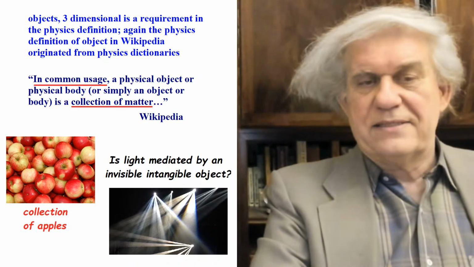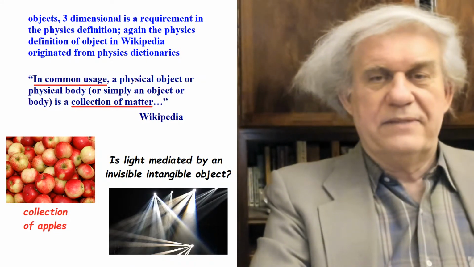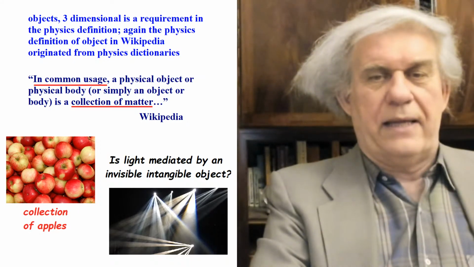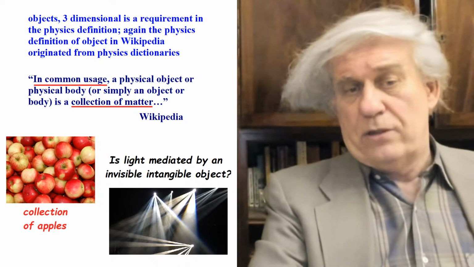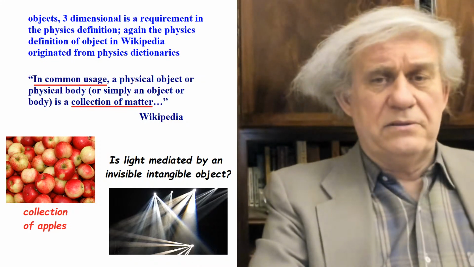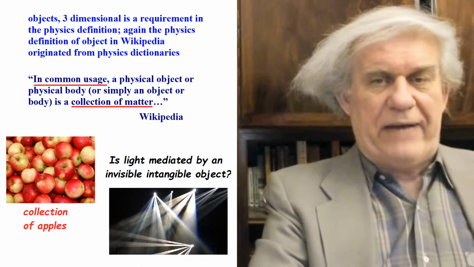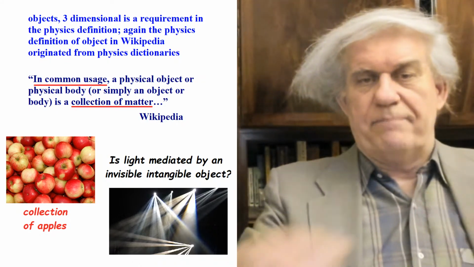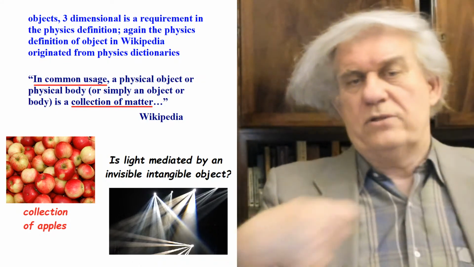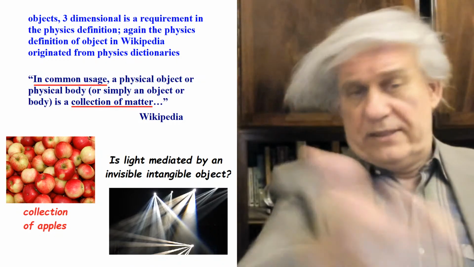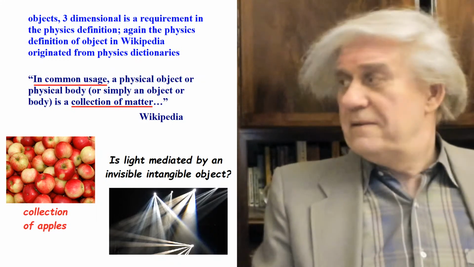And is light mediated by an object? We need an answer to that. Is there an invisible, intangible object in there that mediates light? And there you see a whole bunch of lights crisscrossing. Do the little photons ricochet? They bounce against each other and pop out? Like when you put two water hoses against each other, you'll see the drops hitting each other and bouncing out. Is that what you see with light? Well, the photons are really small.